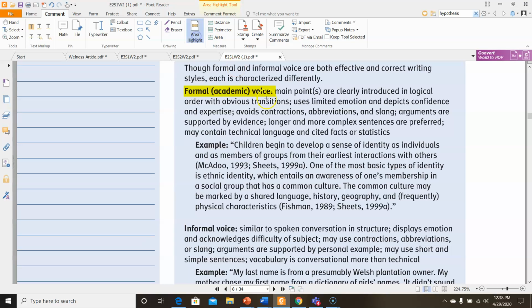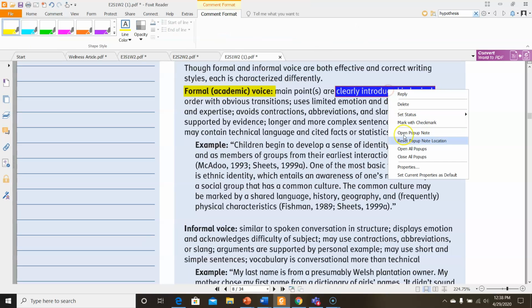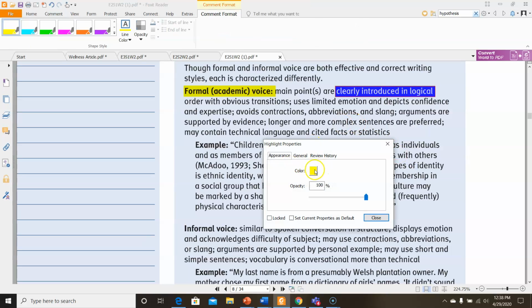So, it may seem like overkill, but I'm going to color code. So this one, I'm going to call it light pink.